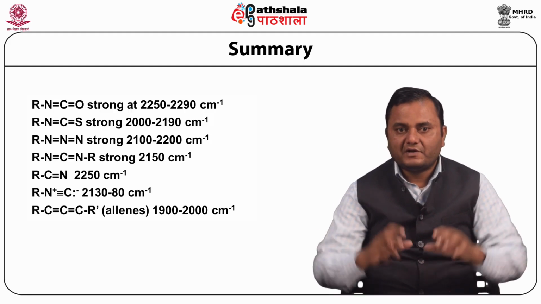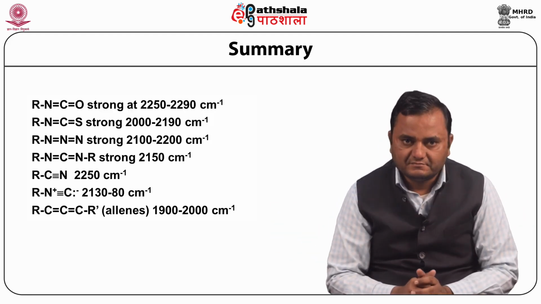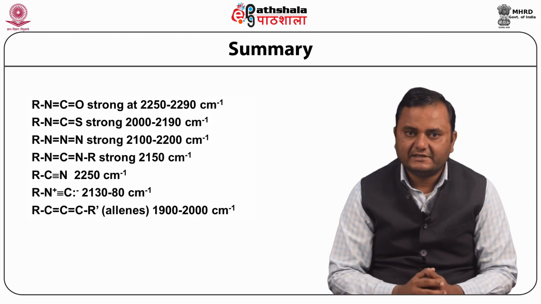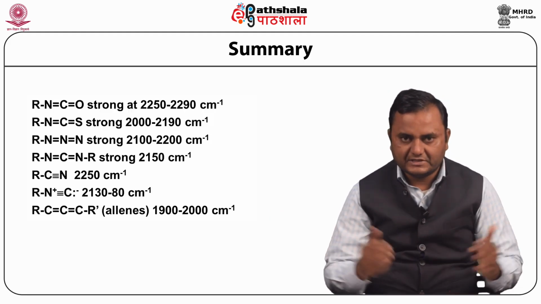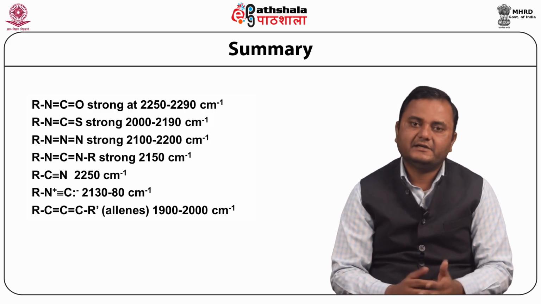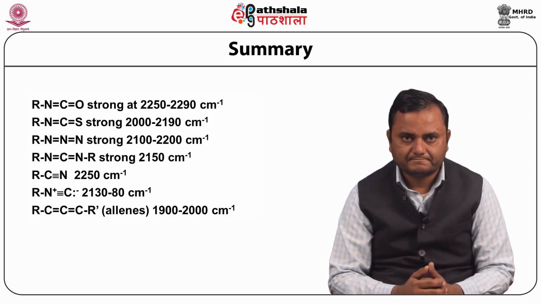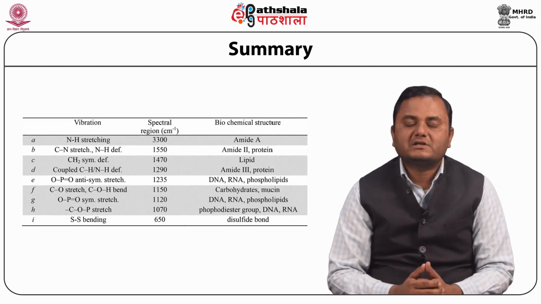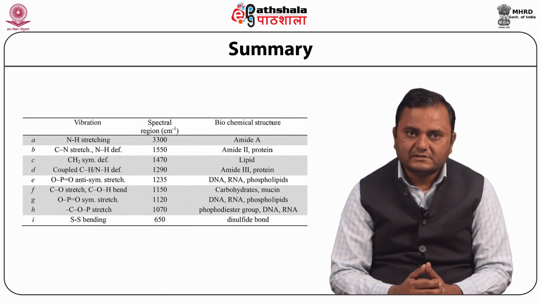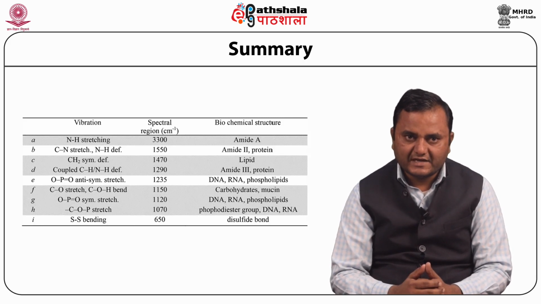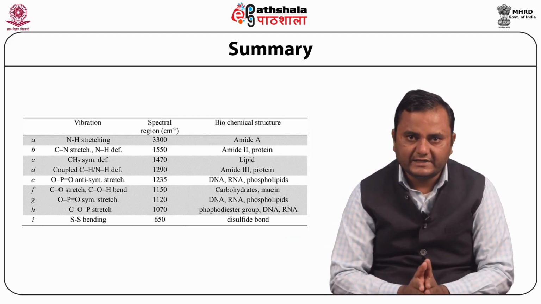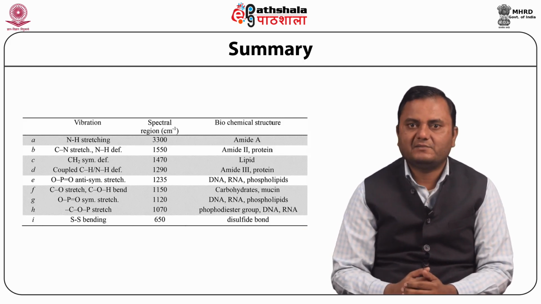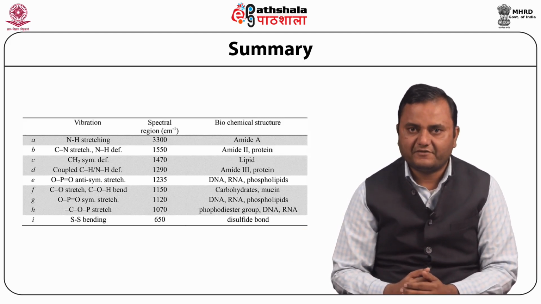In the other case, if you have a long chain of alkenes, especially known as allenes, it will give a strong peak at 1900 to 2000 per centimeter. As far as biological macromolecules are concerned, these molecules also have different kinds of chemical components, and that is what you get as the signature of biological molecules in different forms.